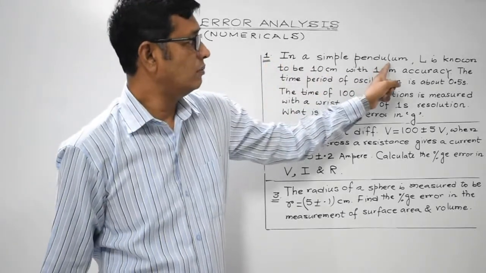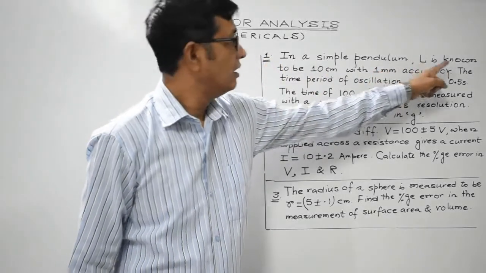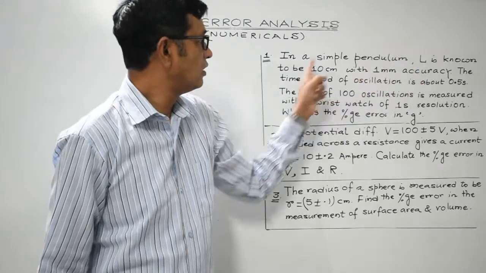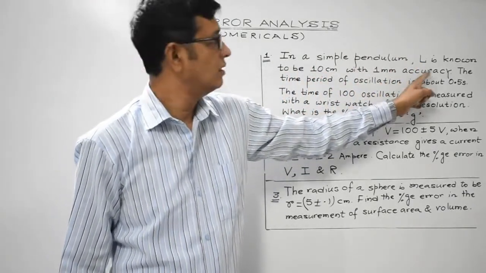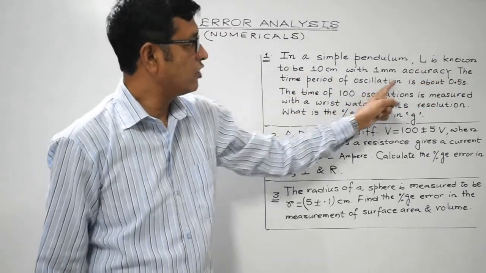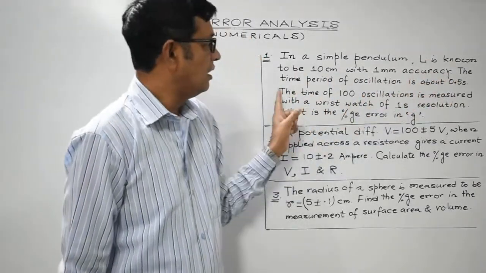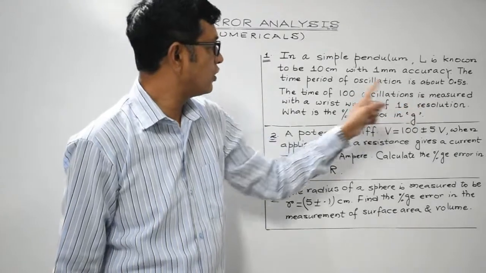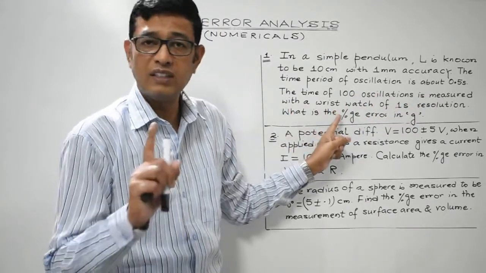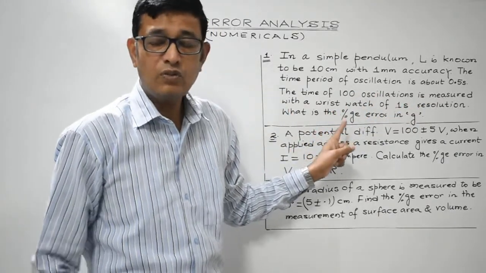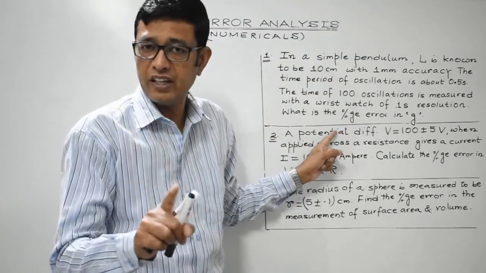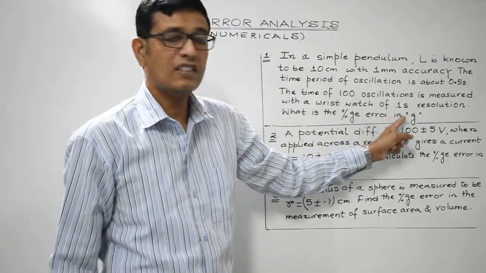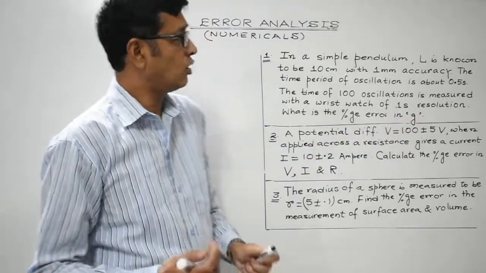In a simple pendulum, L, that is the length of the pendulum, is known to be 10 cm with 1 mm accuracy. The time period of oscillation is about 0.5 seconds. The time period of 100 oscillations is measured with a wristwatch of 1 second resolution. What we are supposed to find out is the percentage error in the measurement of acceleration due to gravity. Now look how to proceed.